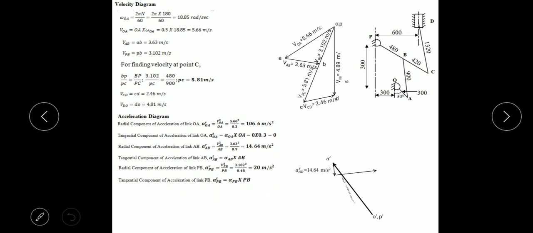Radial acceleration can be found out using the relation VPB square divided by PB equal to 20 meter per second square, and I need to draw it from point P. So from P I will draw, this direction is towards P, so I need to draw in the same direction, that's fixed point in left side. This PB value is 20 meter per second square, and the tangential component will be at 90 degrees, so I am drawing that one, that will meet at a point known as B.